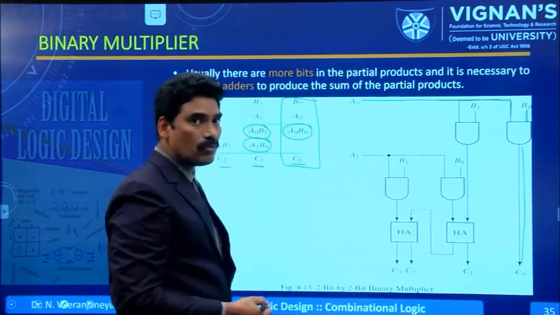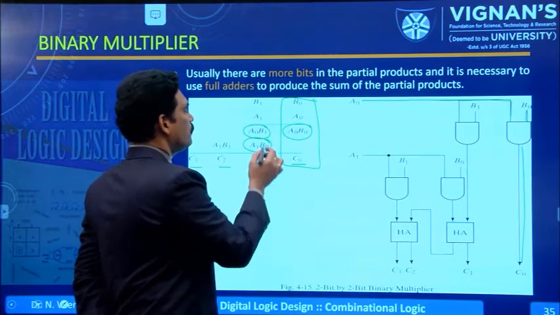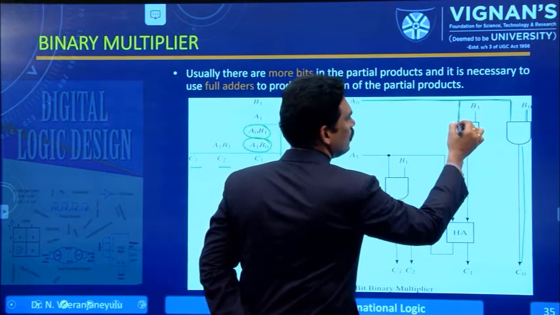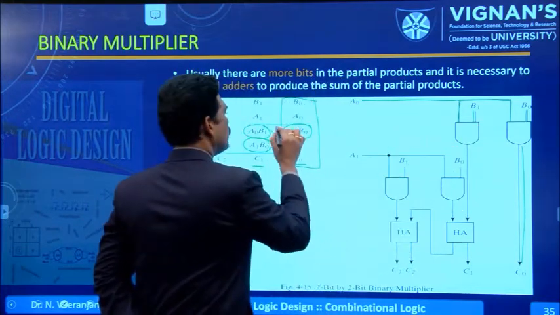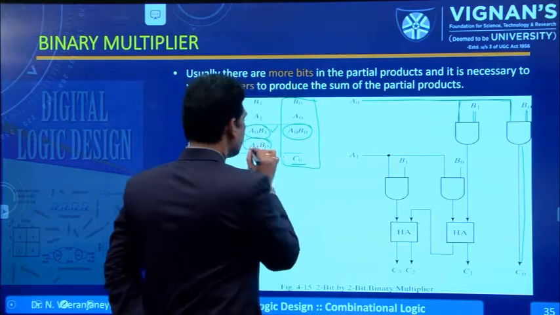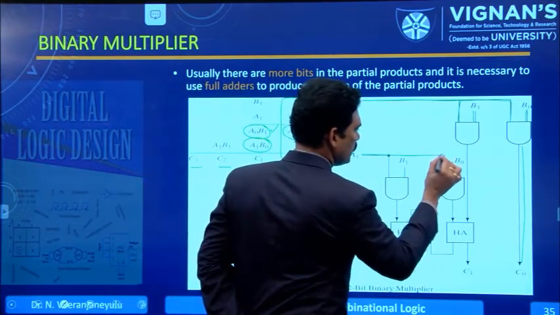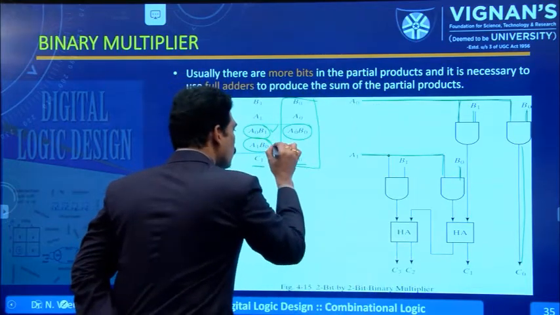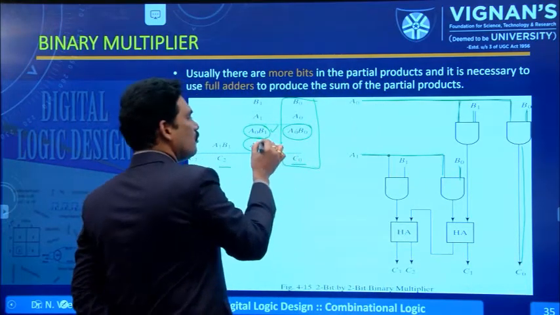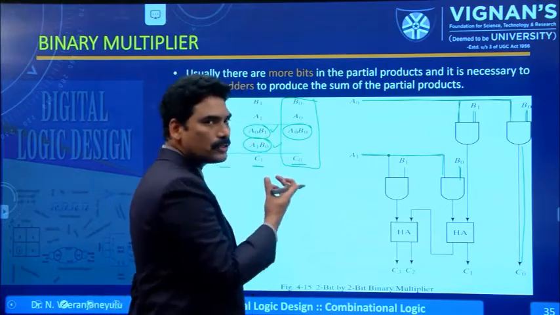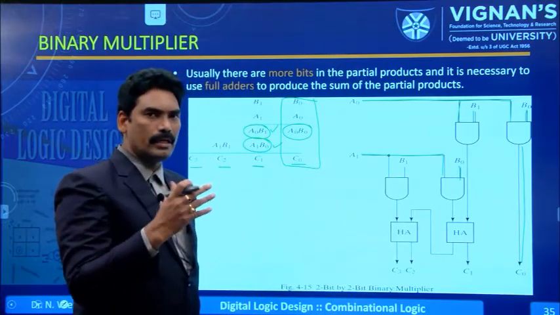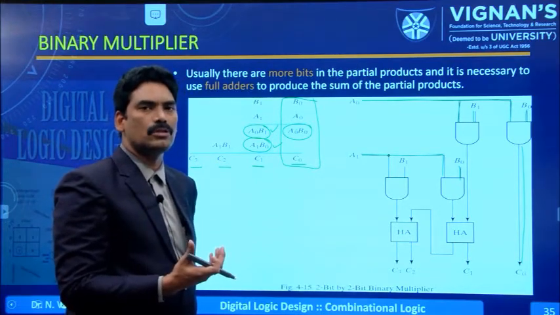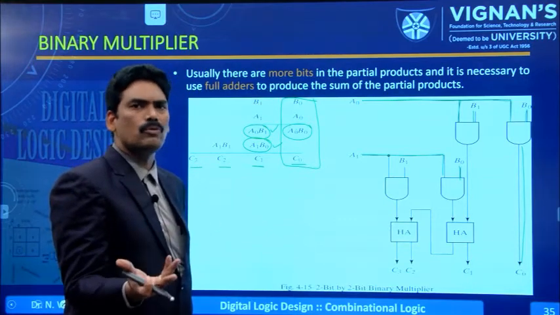Next, what do we have to do? A0 B1. Suppose this is A0, we take A0 B1 with one AND gate, okay, this is over. The next one is A1 B0. This is A1 and this is B0. We are performing an AND operation. So this is 1 bit, this is 1 bit and this is also 1 bit. We are going to add these 2 bits only. To perform addition between 2 bits, what circuit is required? We need only a half adder.